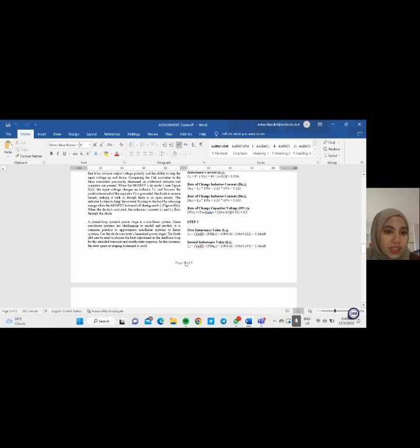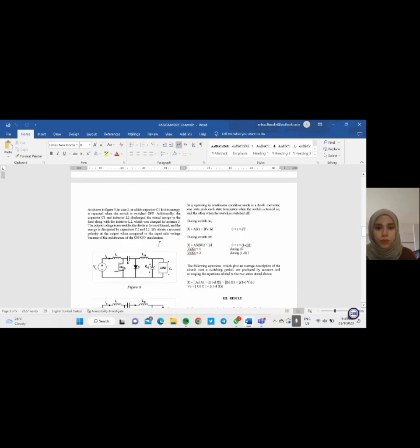A closed loop system's power stage is a nonlinear system, and nonlinear systems are difficult to model and predict. It is common practice to approximate the nonlinear system as a linear system. For DC-DC converters, with a linearized power stage, the Bode plot can be used to choose the best adjustment in the feedback for the intended transient state response. In this instance, the state space averaging technique is used.